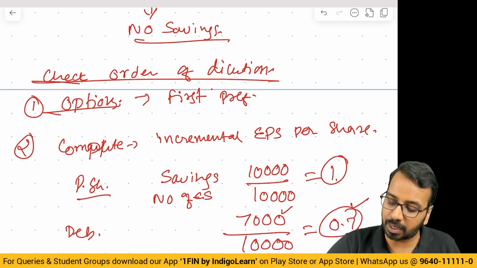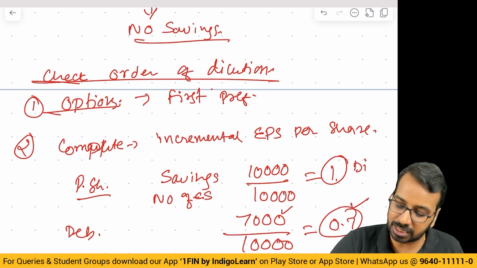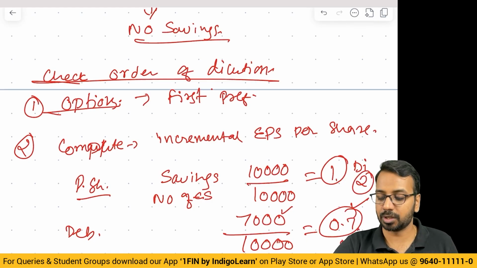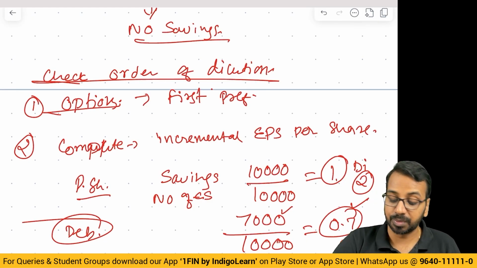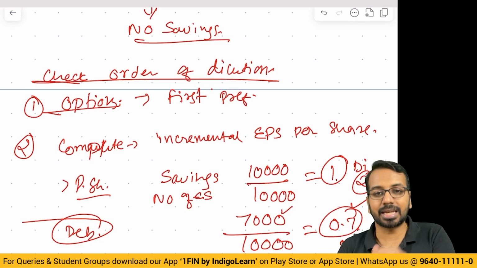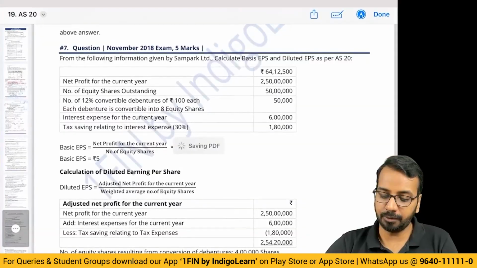So this becomes dilutive. This is also dilutive, but you will take this as the first preference, this as the second preference. So first you will consider impact of debentures, calculate diluted EPS, then consider preference shares, and then calculate diluted EPS. Okay. Coming back to theory.